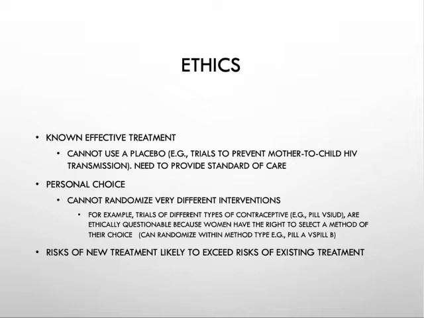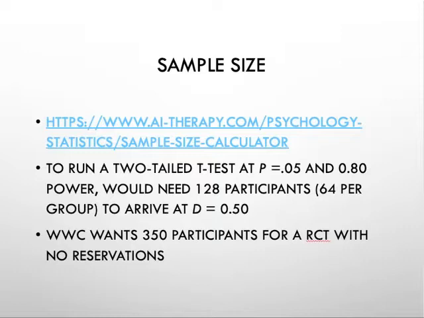Personal choice. We cannot randomize very different interventions. For example, trials of different types of contraceptive are ethically questionable because women have the right to select a method of their choice. Risks of new treatment likely to exceed risks of existing treatment. That may or may not be the case.